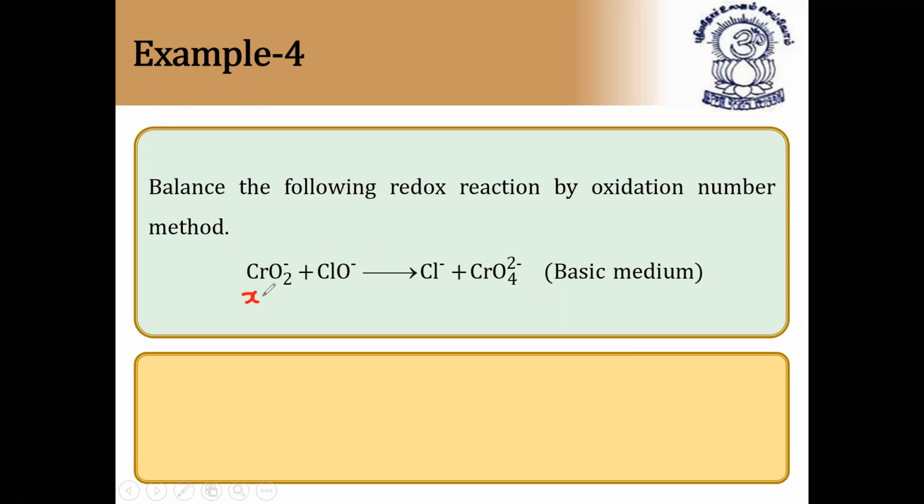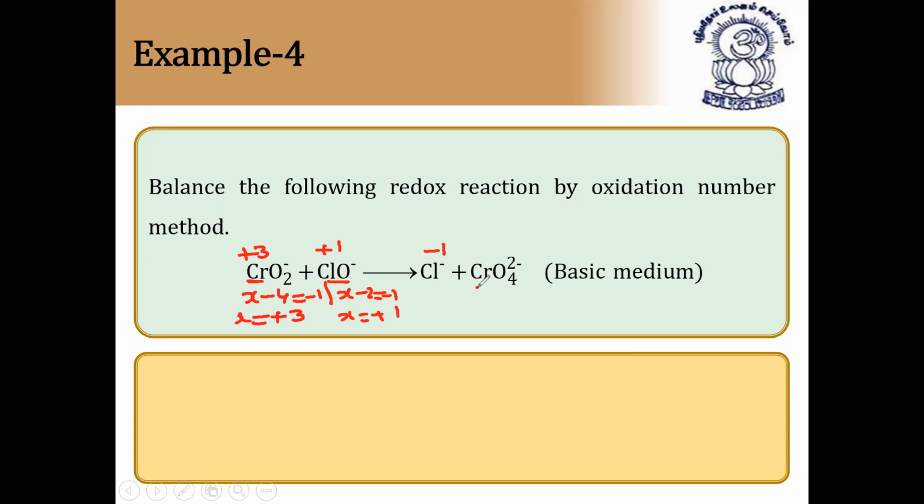So let us say x minus 4 is equal to minus 1, because it's a polyatomic ion. Similarly, for chlorine, x minus 2 is equal to minus 1. So x is equal to plus 3 for chromium, because it becomes 4 minus 1. And for chlorine, x is equal to 1, so plus 1. And here it is plus 3. And on the right hand side it is minus 1, given already.